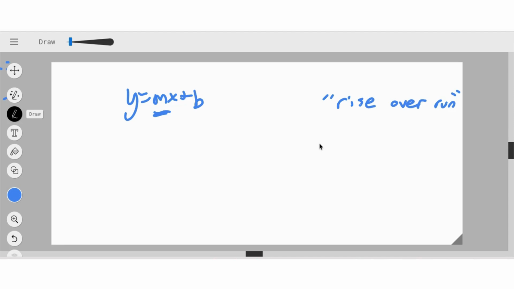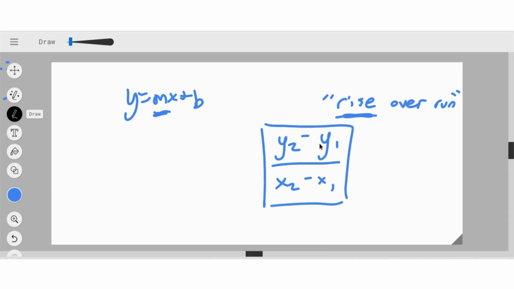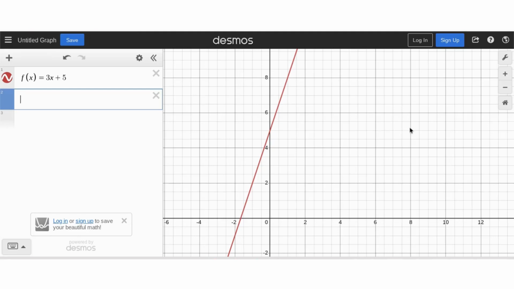Because really what it is, our rise, which is one of our y values minus another one of our y values to get the change in y value, we'll label those y2 and y1, over one of our x values minus another one of our x values to get our change in x. And I did this because this is actually the formula for finding slope. So for example, let's take this equation.